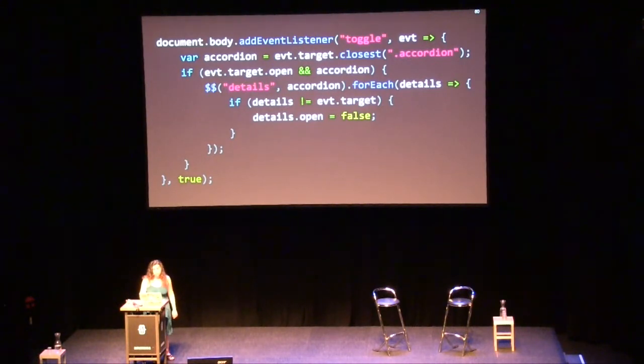The $$ just gets all the details elements inside this accordion as an array. It's sort of like query selector all, but it returns an array. And we loop over them. This is the variable that holds each details element. And we check if this details element is different than the event target, then we close it by setting its open property to false. And that's all. And we have an accordion.